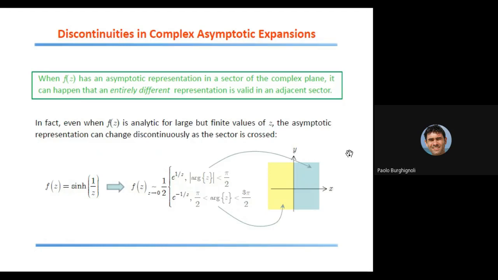We have seen the Stokes discontinuities. In particular, here we state the same. When a function has an asymptotic representation in a sector of the complex plane, it can happen that an entirely different representation is valid in an adjacent sector. Very simple examples can be given of this. Take, for example, the hyperbolic sine of 1 over z, and consider the behavior of this function in the asymptotic limit when z goes to 0.